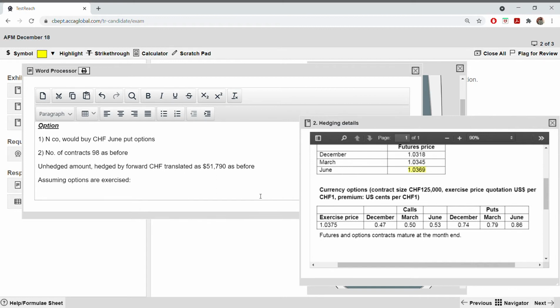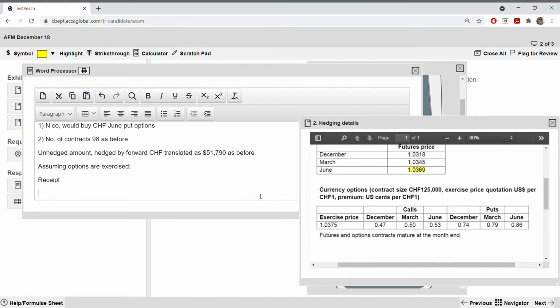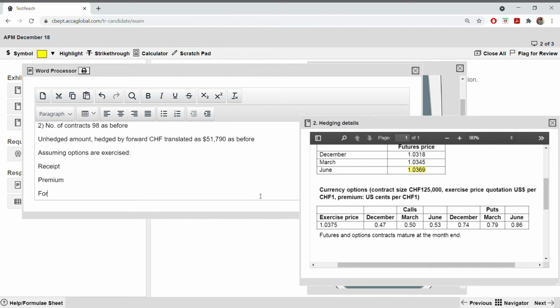Okay, what do I do? Just add all. Receipt, premium, and forward. You can put it in line, horizontally also you can add, vertically also you can add, that's up to you. But I'm doing it vertically. Here remember, premium you have to calculate. Premium we didn't calculate. For that a separate working is there, for receipt a separate working is there, and for forward this usually comes at the end. The three lines, but I'm putting it first.